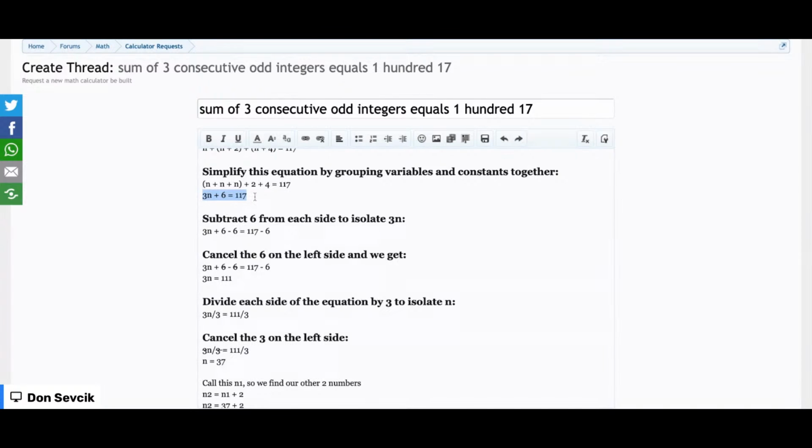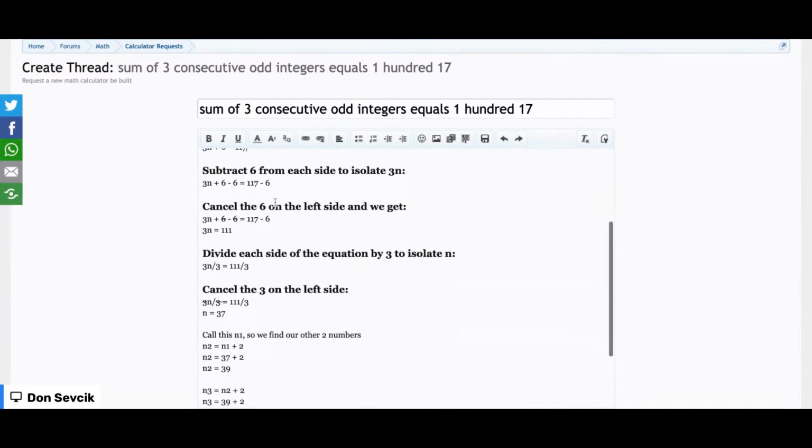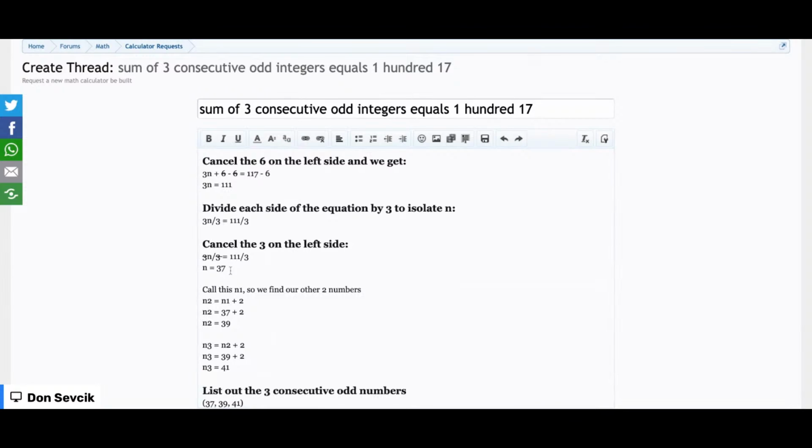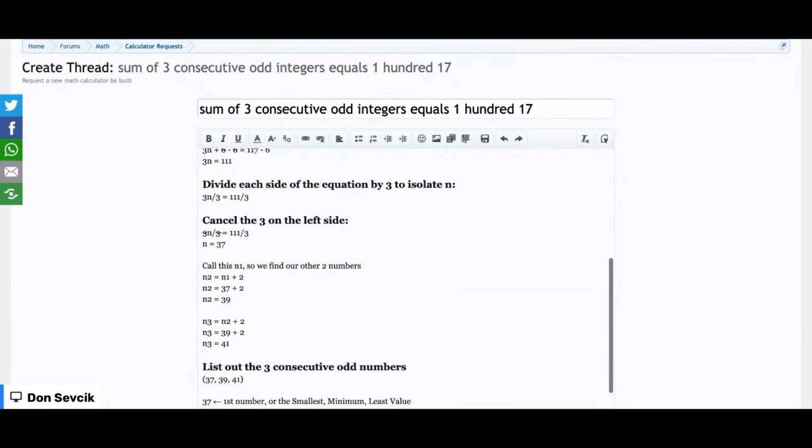Now we've got this equation simplified. We want to solve for n. We subtract 6 from each side, simplify, evaluate. Then we divide each side by 3 to isolate n. We get n equal to 37. That is our first odd consecutive integer.